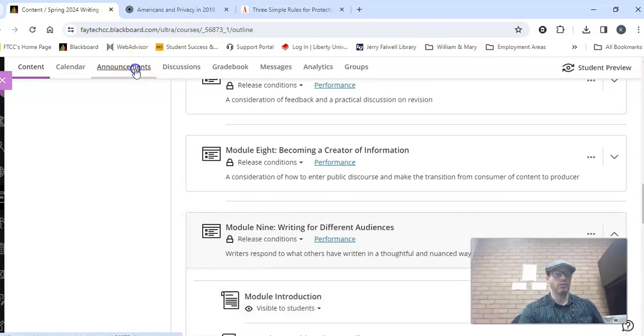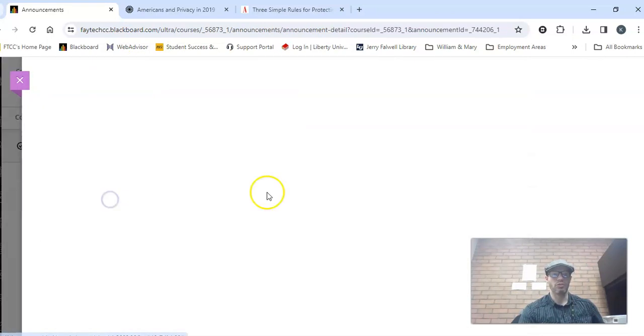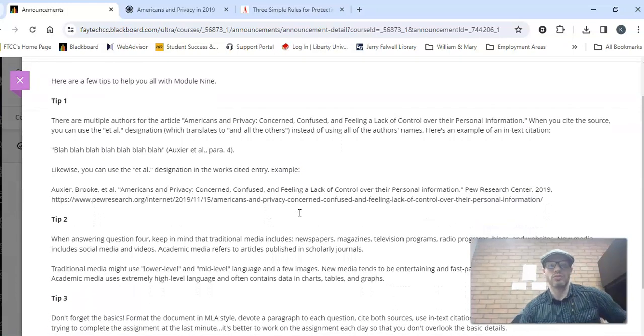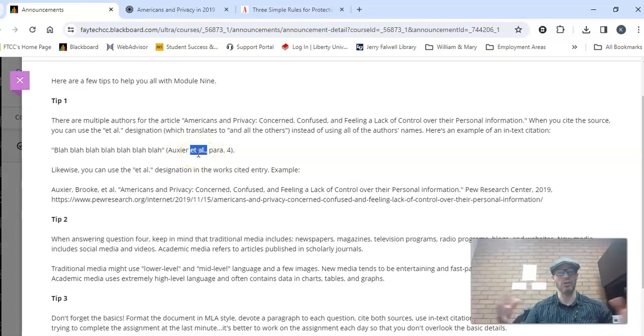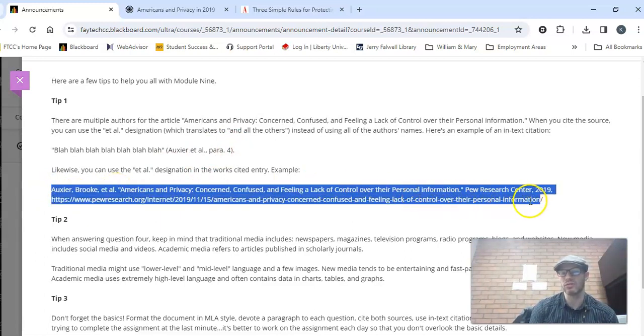Now, I posted an announcement, tips for Module 9, that shows some detailed things. When you cite information, because you're going to need to cite both texts, when you do the one that has all that data presented, there's a little cheat. Well, not a cheat, but a feature that you can use. Instead of having to list every author, you list the last name of the first author and et al., which means and all the other people that go along with this person, all the other authors. So you're going to do that for your in-text citations. And you're also going to do that for your works cited entry. And I've given you the works cited entry for that.